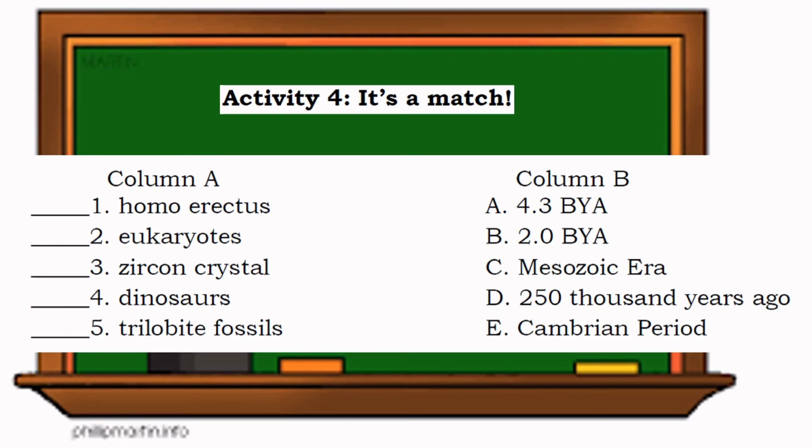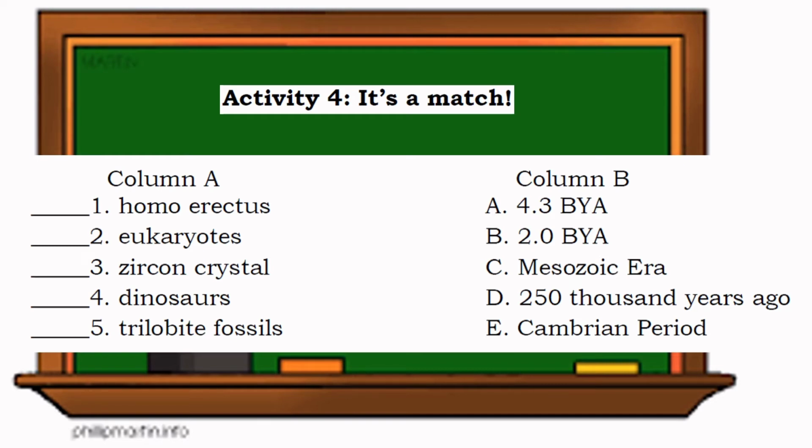On column A is the Homo erectus, eukaryotes, zircon crystal, dinosaur, and trilobite fossils. For column B, it's 4.3 billion years ago, 2.0 billion years ago, Mesozoic era, 250,000 years ago, and the Cambrian period. You can pause the video if you need time to answer the activity. Now let us answer activity 4.